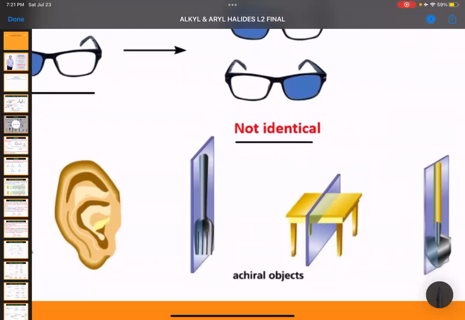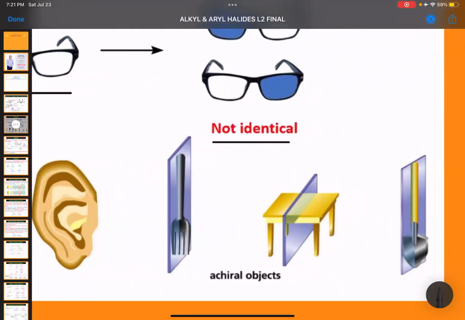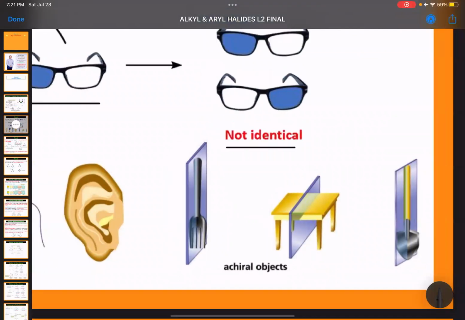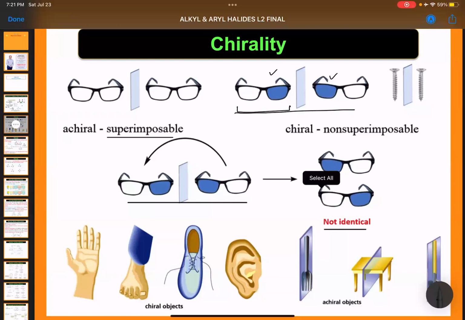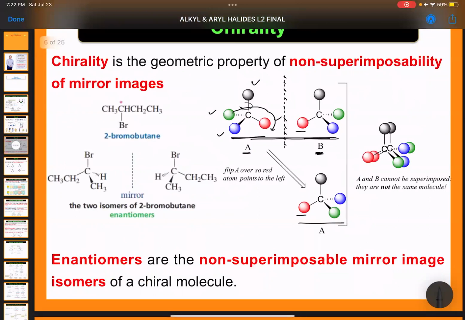Yes, sir. Yeah, so a fork is actually achiral because it is symmetrical. Okay, a normal table is an achiral object, it is symmetrical, and if you try to make a mirror image, it will be superimposable on itself. Okay. So normal things can also be chiral or achiral. If they are chiral, they are non-superimposable on their mirror image. Is it clear? Yes, sir. And if the molecules are chiral, then they are non-superimposable on their mirror image. Same thing is applicable to molecules also. Then how do you know that the molecule is chiral?